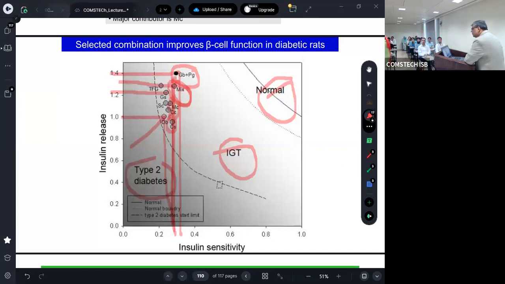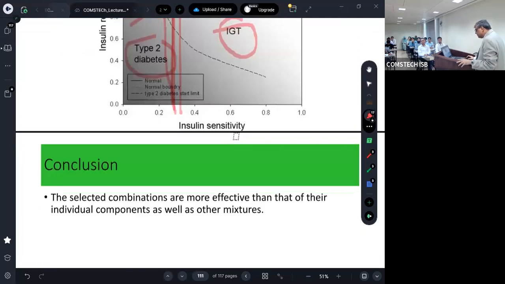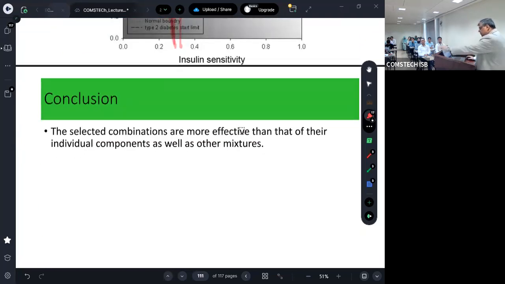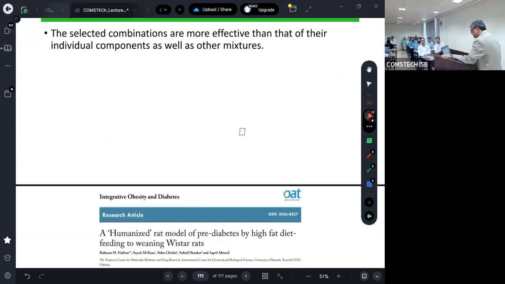So we checked our individual components, whether they enhance insulin sensitivity or insulin release, as well as the mixture. We found the mixture is good. This is the conclusion: the selected combinations are more effective than their individual components. This is our finding.